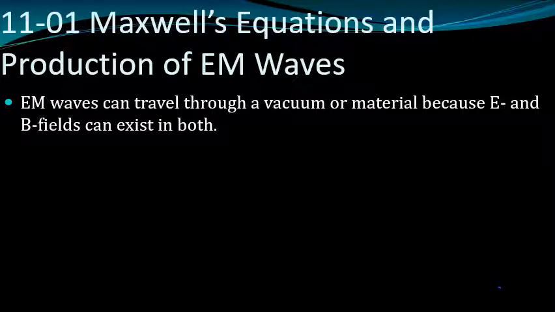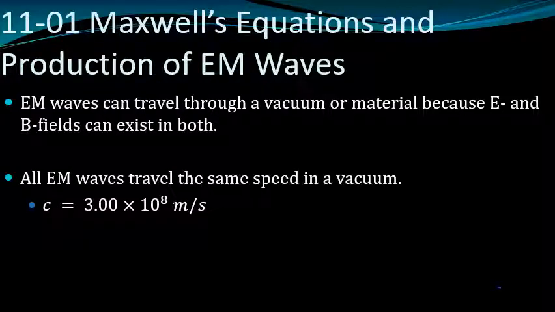Electromagnetic waves can travel through a vacuum or material because both electric fields and magnetic fields can exist in a vacuum and through material. All electromagnetic waves travel the same speed in a vacuum, which is 3 times 10 to the 8 meters per second. Now that's in a vacuum. If it's traveling through a material, then it will slow down.